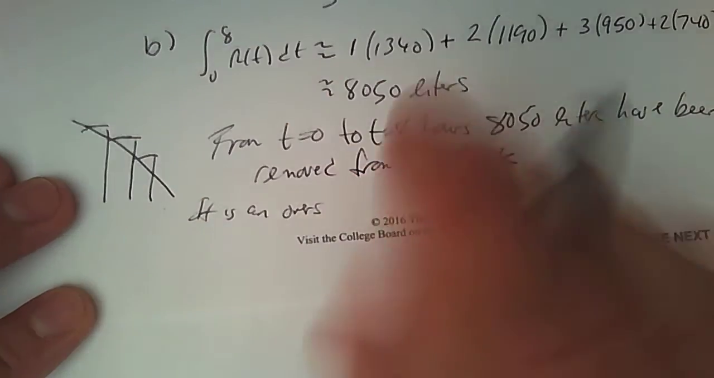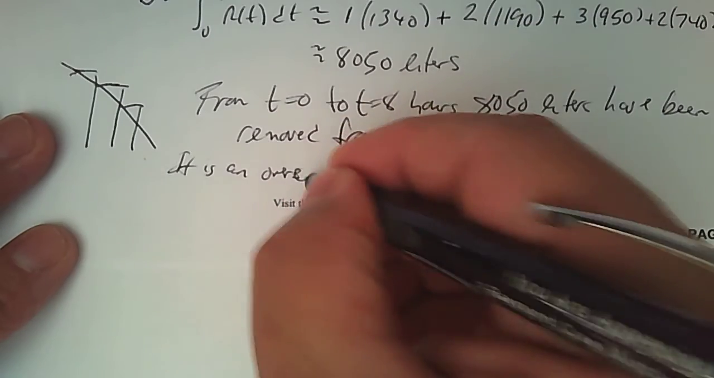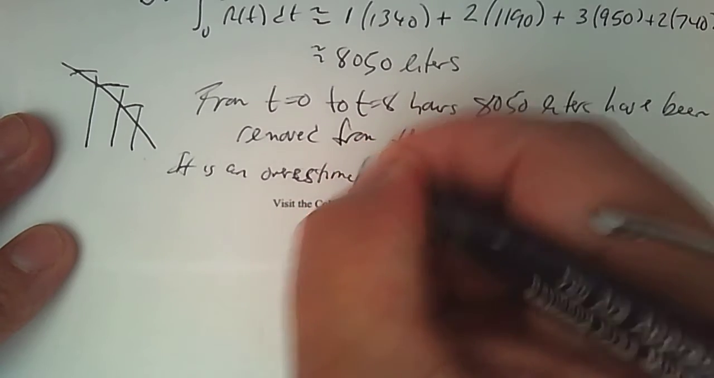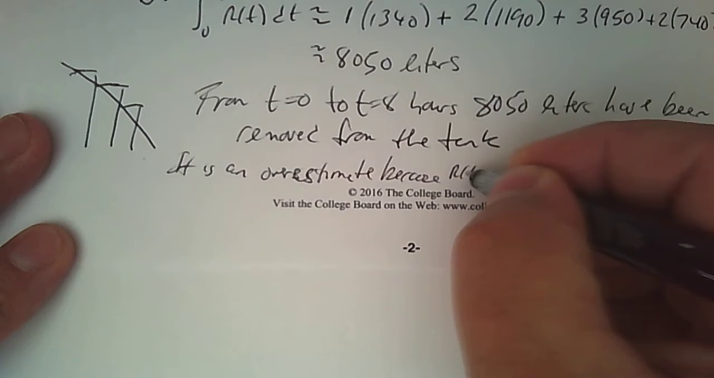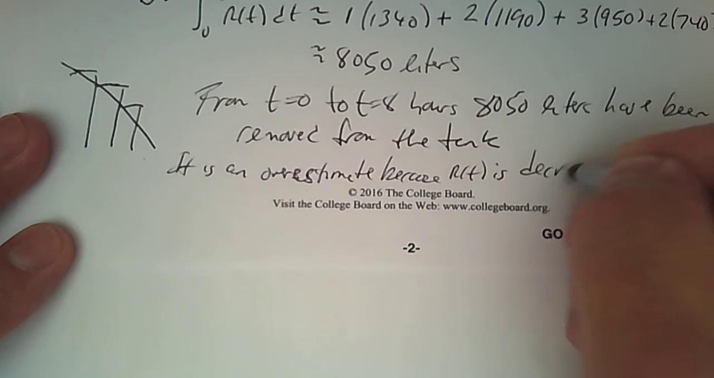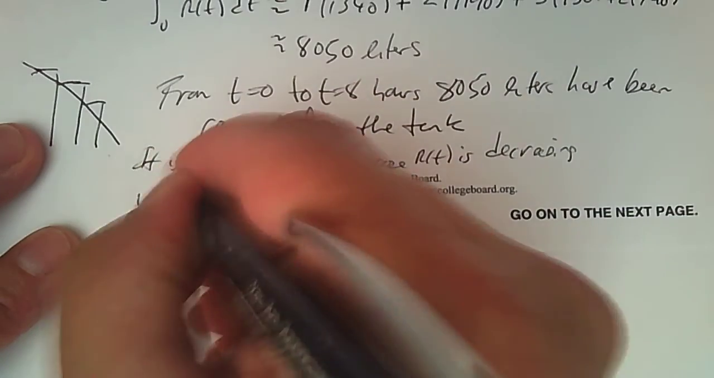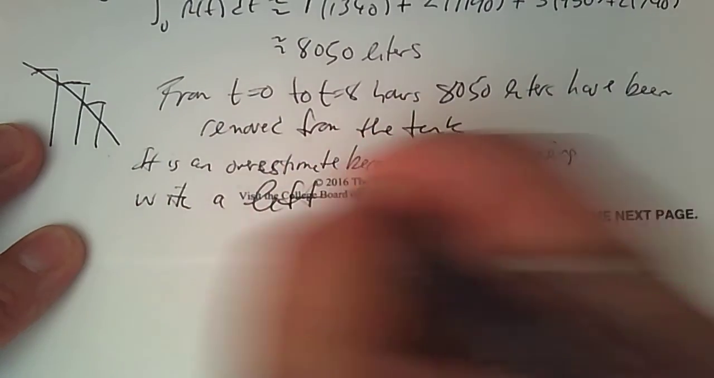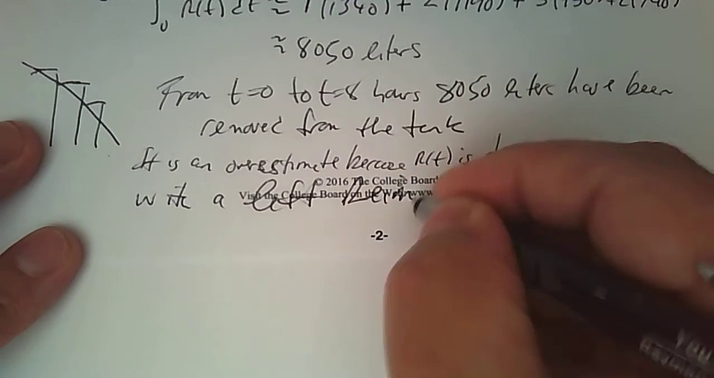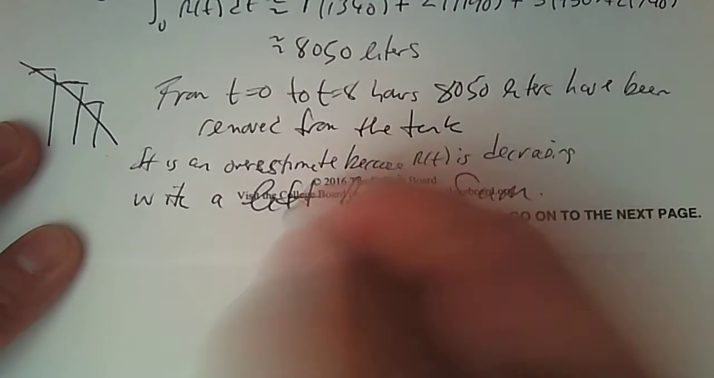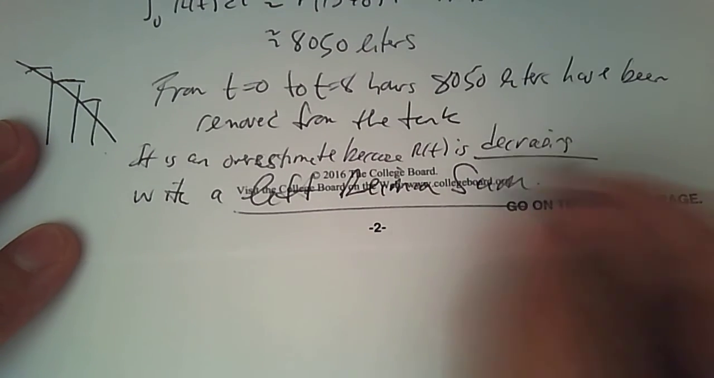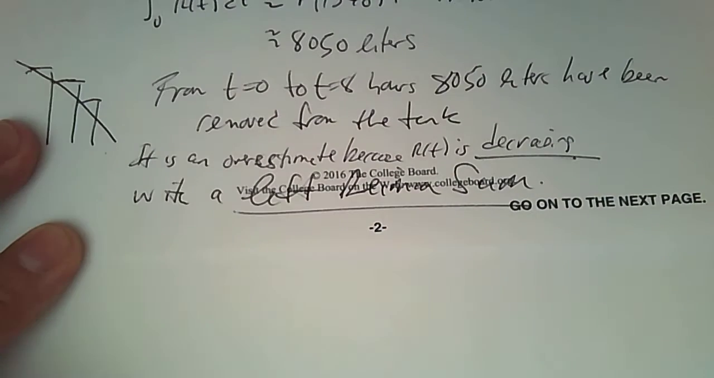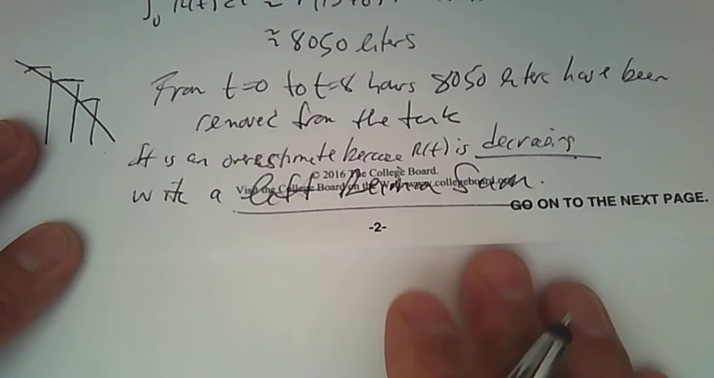So you would say it is an overestimate. Why? What two words would we use then? Overestimate. I can spell that word. Because R at t is decreasing with a left Riemann sum. I'm just going to write right over these words. So the two words they'd be looking for as the reason why it's an overestimate is that it's decreasing with a left Riemann sum.